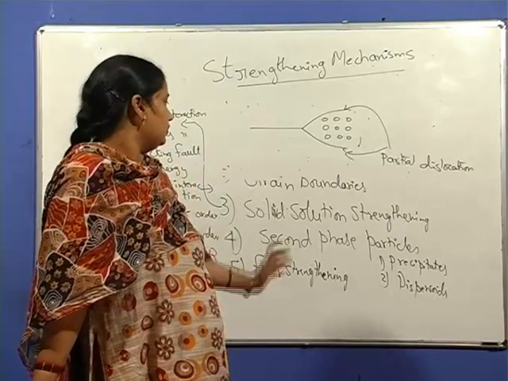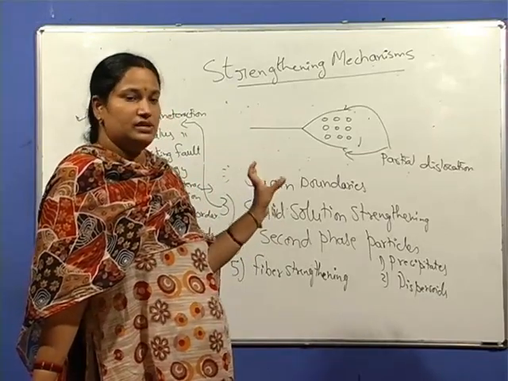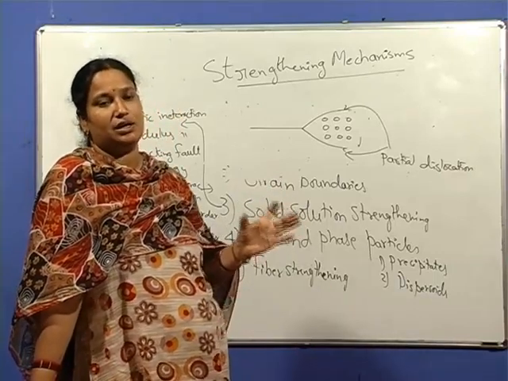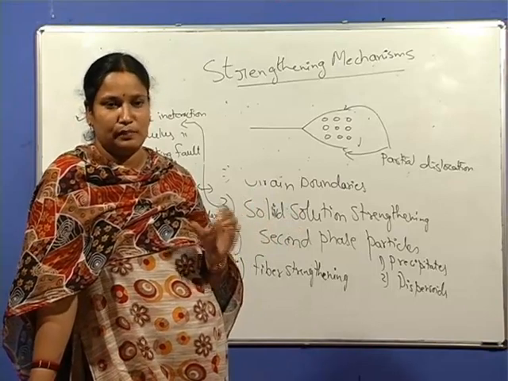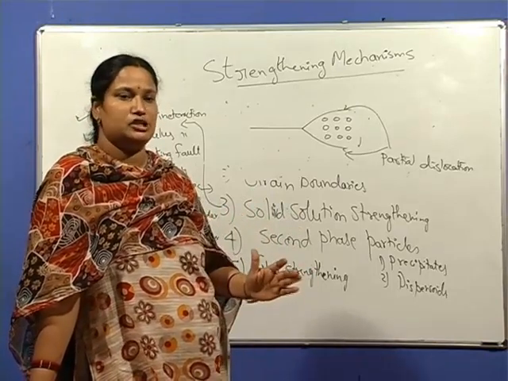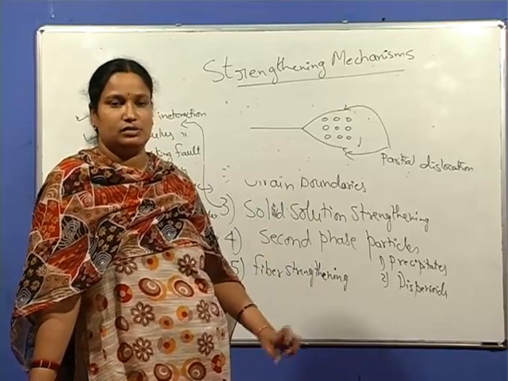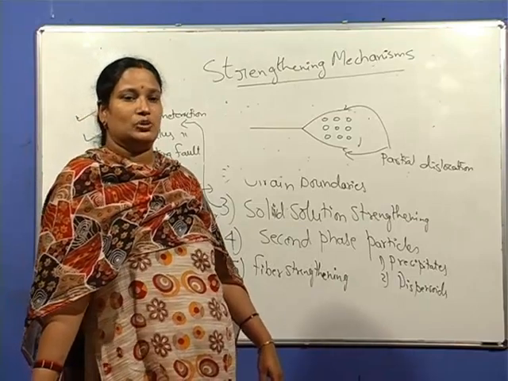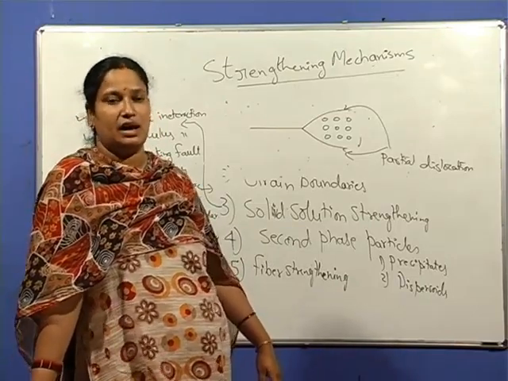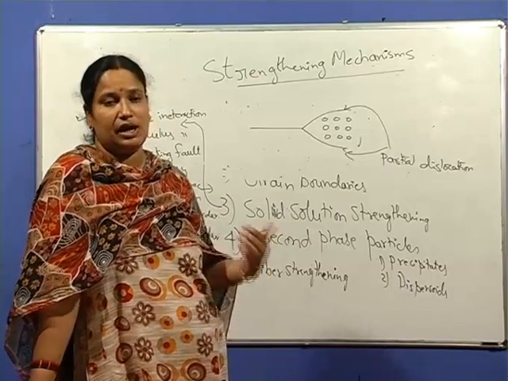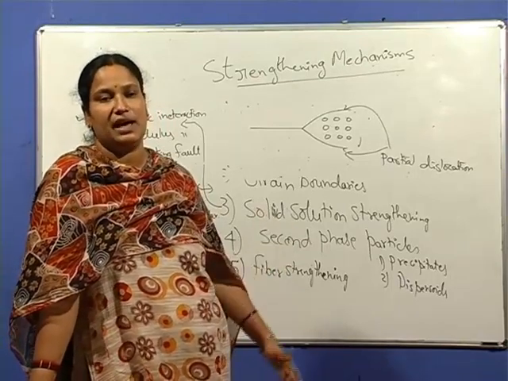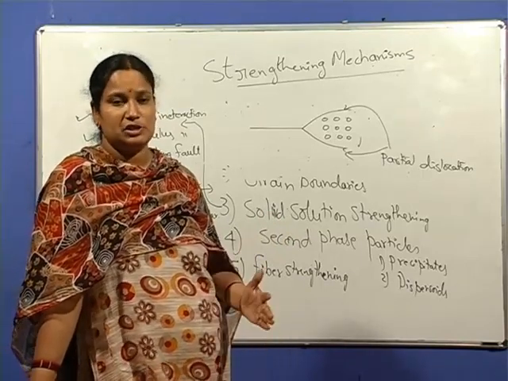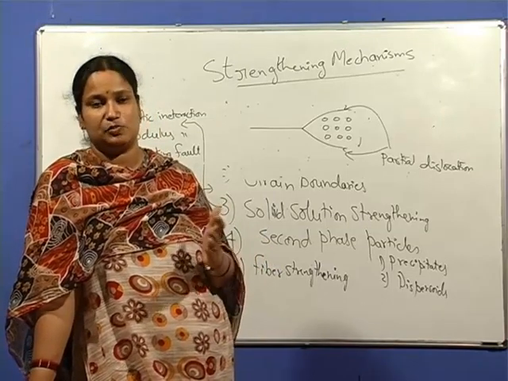So now coming to the important strengthening mechanism, that is the second phase particle. The second phase particles are obstacles to the dislocation motion. They hinder the dislocation motion. These second phase particles are of two types. One is the precipitates and second is dispersoids. So the two strengthening mechanisms are the precipitation hardening mechanism or precipitation strengthening mechanism, and dispersion hardening. Now we'll see what is the difference between precipitation strengthening and dispersion strengthening.